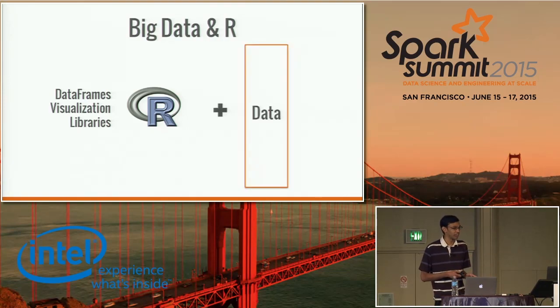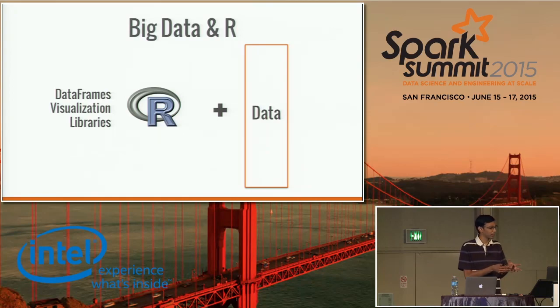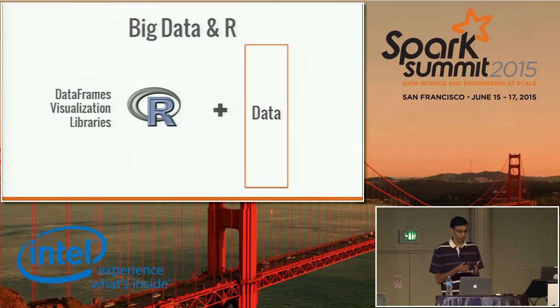However, R has some limitations, and primarily among them is the limitation that it's restricted to a single thread and is restricted by the amount of memory available on a single machine. So trying to put together big data with R has always been a challenging problem, and there have been many different solutions in the past few years that have proposed different techniques to do this.